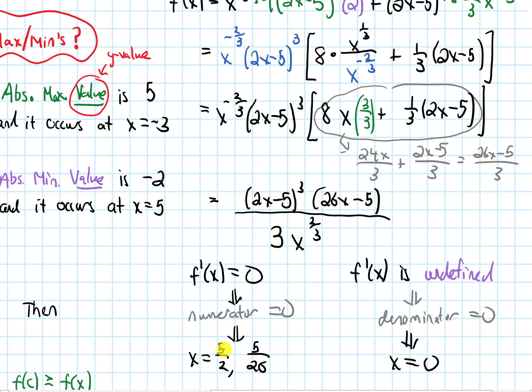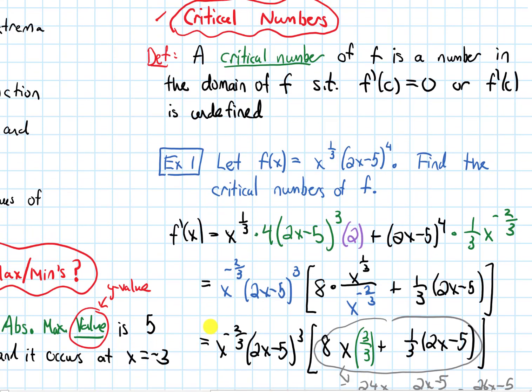Okay, so we have these three x values. Some of these make the derivative equal 0. Some of these make the derivative undefined. I can't say that they're all critical numbers yet, because there's one condition I haven't checked. For something to be a critical number, it needs to be in the domain of the original function f.